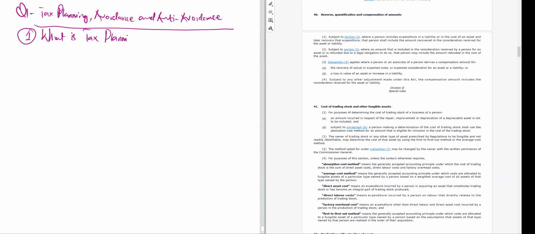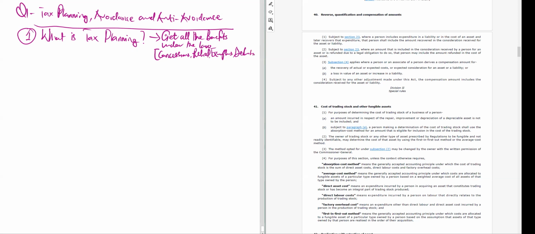When we talk about tax planning, it is how you arrange your financial activities, right? You structure your activities, your financial transactions in a way that will lead you to get all the benefits under the law. And benefits under the law, we know it includes things like what? Concessions, reliefs, exemptions, and deductions, right?